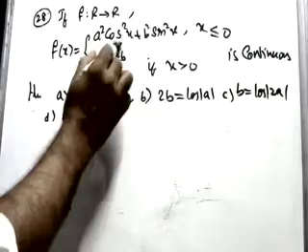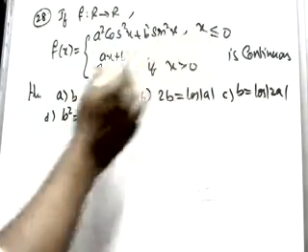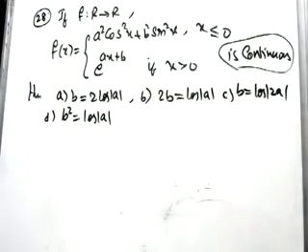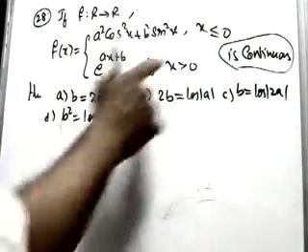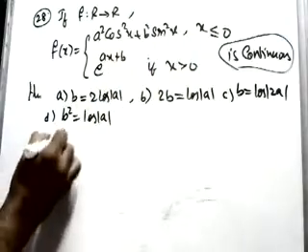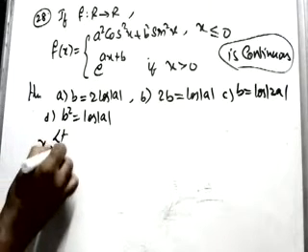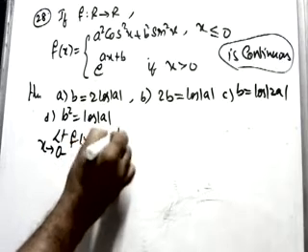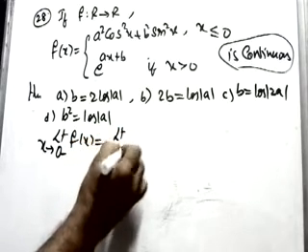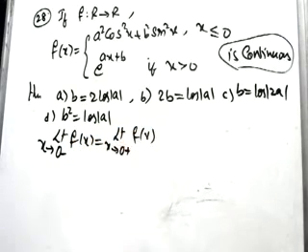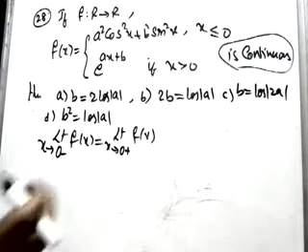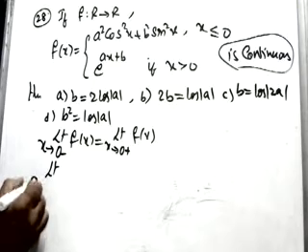See here, f of x equals this for x less than or equal to 0, and this for x greater than 0, and it is continuous. So we can take left hand limit equals right hand limit at x equals 0. So limit x tends to 0 minus is the left hand limit, f of x equals limit x tends to 0 plus f of x, the right hand limit. Because it is continuous, the limit exists, that is left hand limit and right hand limit are equal.